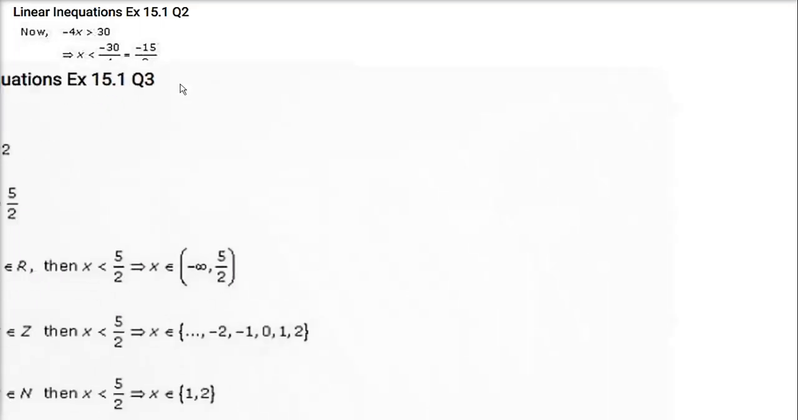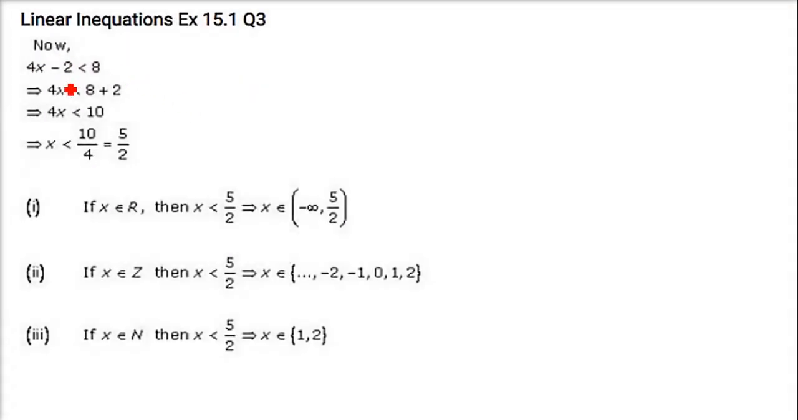4x minus 2 is less than 8. Now you can just transfer this to here. 4x is less than 8 plus 2. Now this 4x is less than 10. Now divide both sides by 4. You get x less than 10 by 4, that is 5 by 2. So now x is around 2.5, you can say. It is less than 2.5.